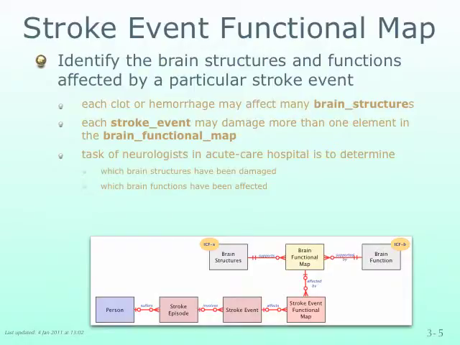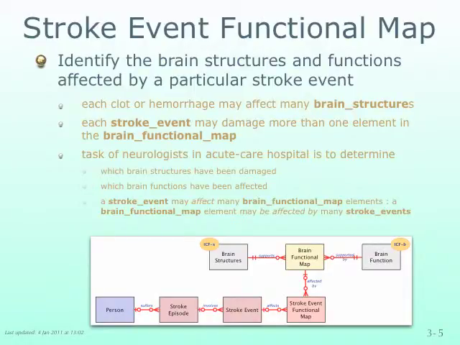These facts can be recorded in data objects belonging to the Stroke Event Functional Map object class and are expressed in the following natural language sentence pair. A stroke event may affect many brain functional map elements, and a brain functional map element may be affected by many stroke events.